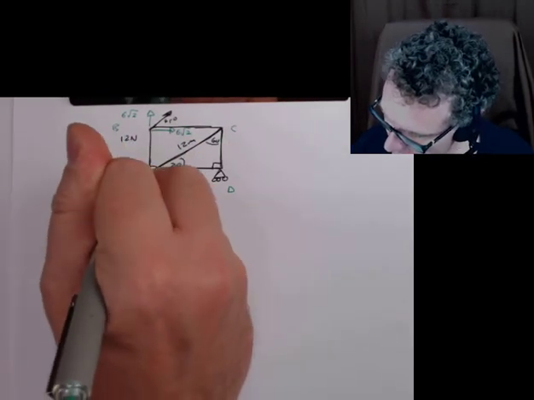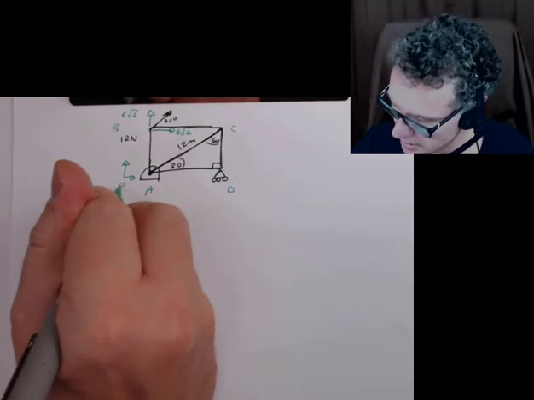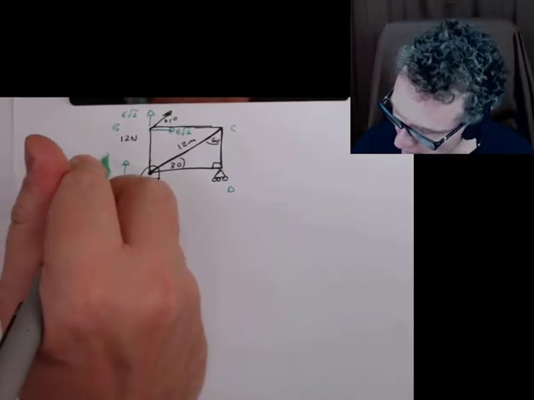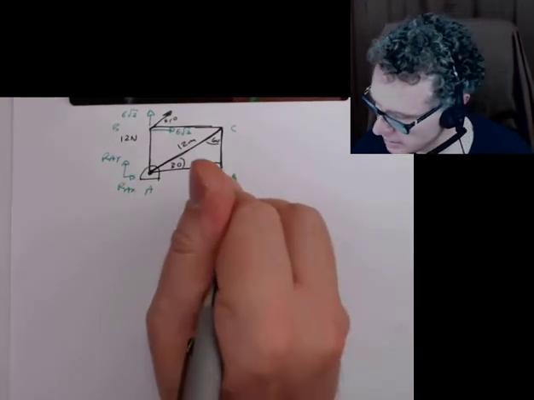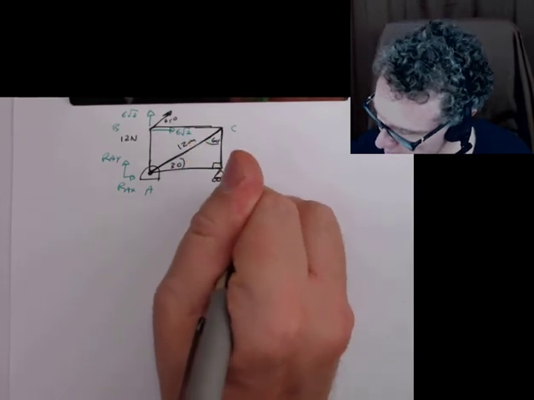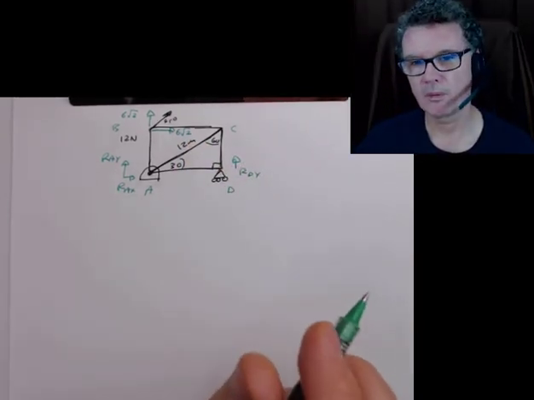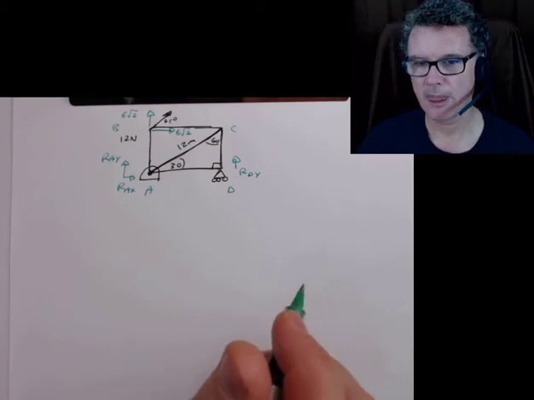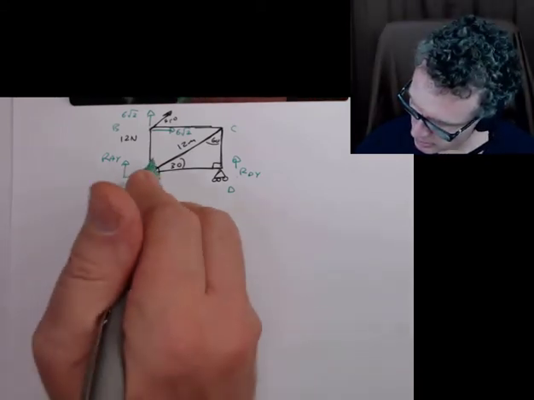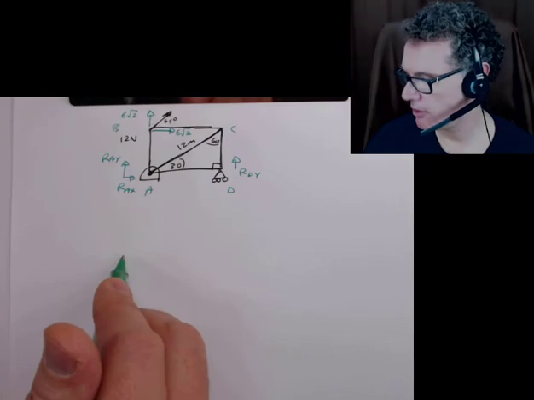That's going to be A, B, C, and D. So we're going to have reactions here: RAX, RAY, RDY. You should be able to. We'll stick with hardcore maths.